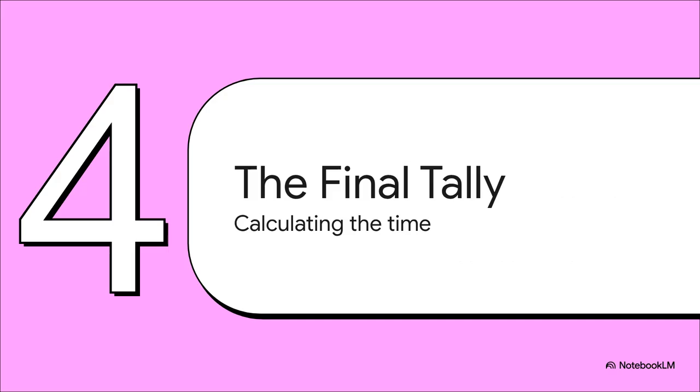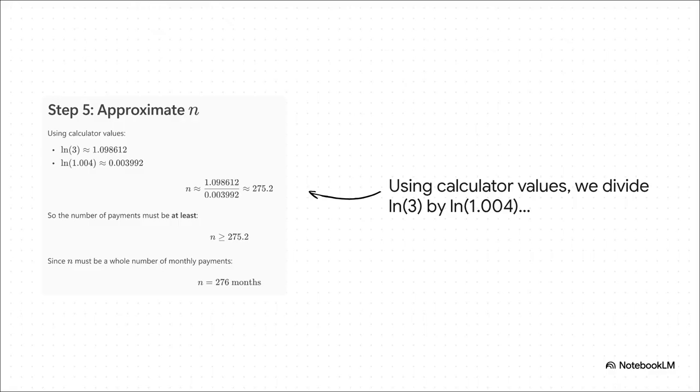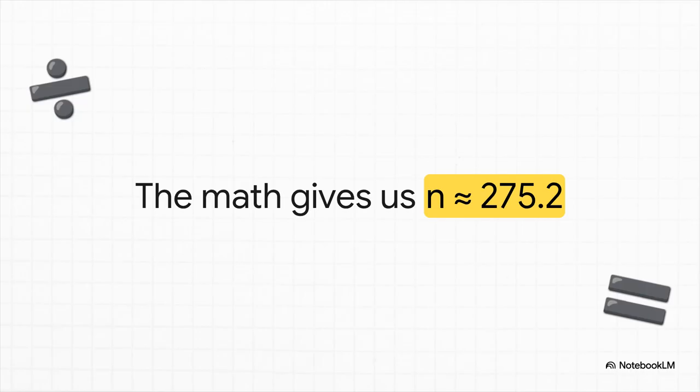All right, the hard part is over. We've got our formula, we've got our tools. It's time for the final step. Let's grab a calculator and finally get the answer to our big mystery. How many months until we're finally free of this loan? So we punch it in, the natural log of 3 divided by the natural log of 1.004. The calculator does its thing, and it spits out our raw number. And that number is about 275.2.